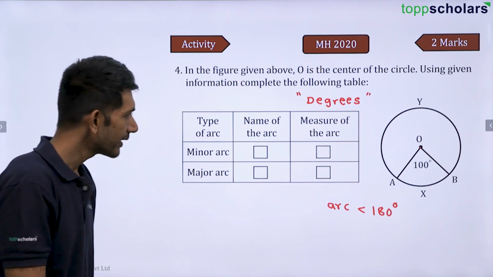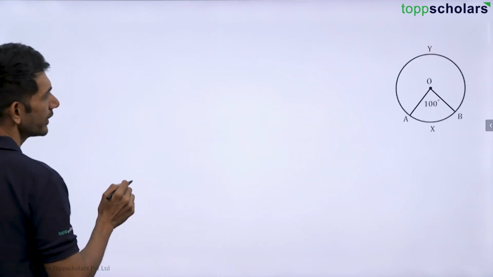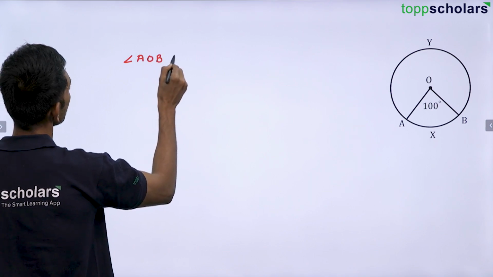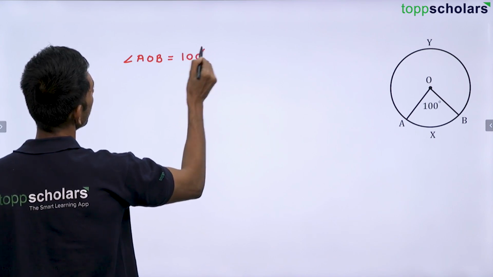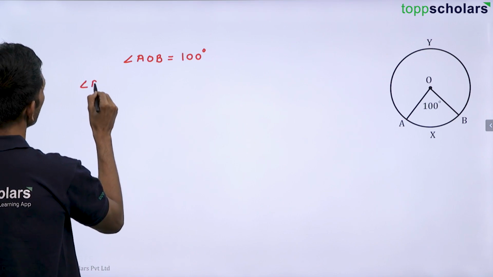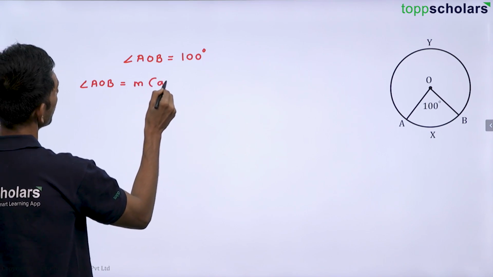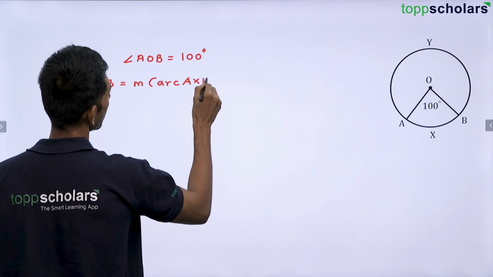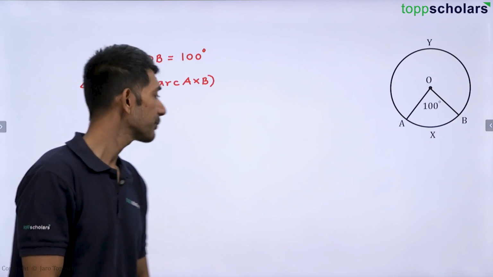So can I say angle AOB over here? Okay, wait, let's solve it here. Angle AOB is how much? Angle AOB is 100 degrees, correct? So can I say angle AOB is equal to measure of arc AXB.